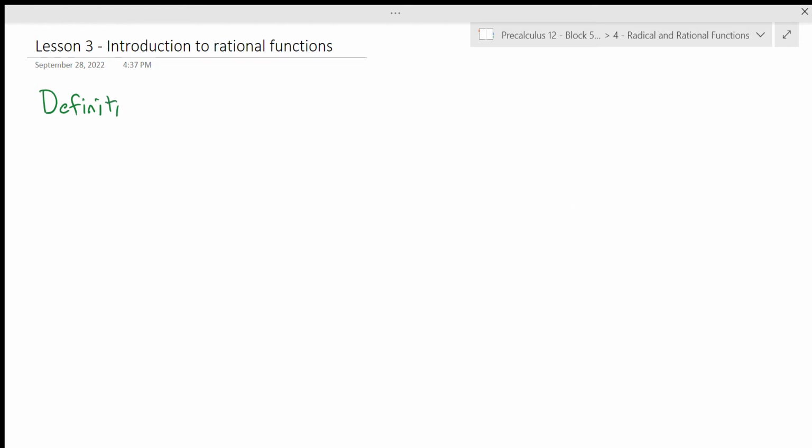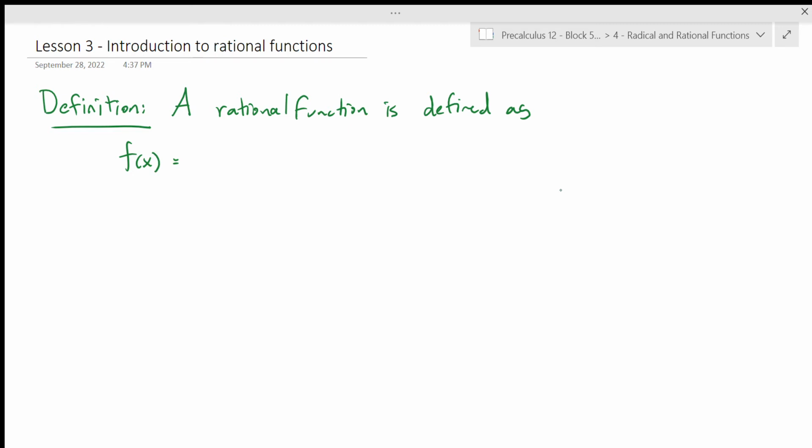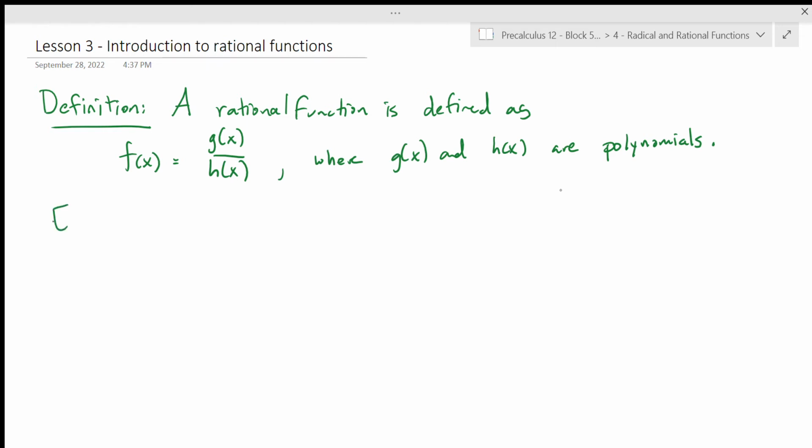Oh, my spelling is not my thing today. So our definition of a rational function is that a rational function is defined as f of x equals g of x over h of x, where g of x and h of x are polynomials in x, so it's only polynomials with x variables.